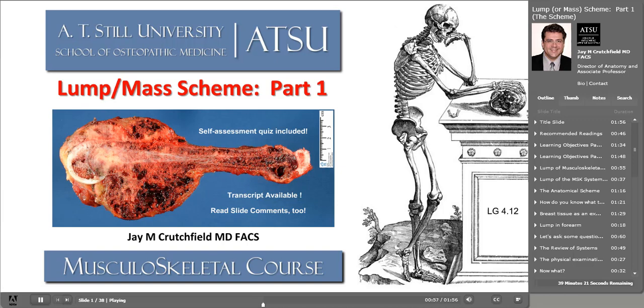Welcome to this presentation of the lump mass scheme, Part 1. In this presentation, we'll discuss a simple case of a ruptured muscle and some commonly used biopsy and imaging techniques. Please read the slide comments and the attached transcripts.